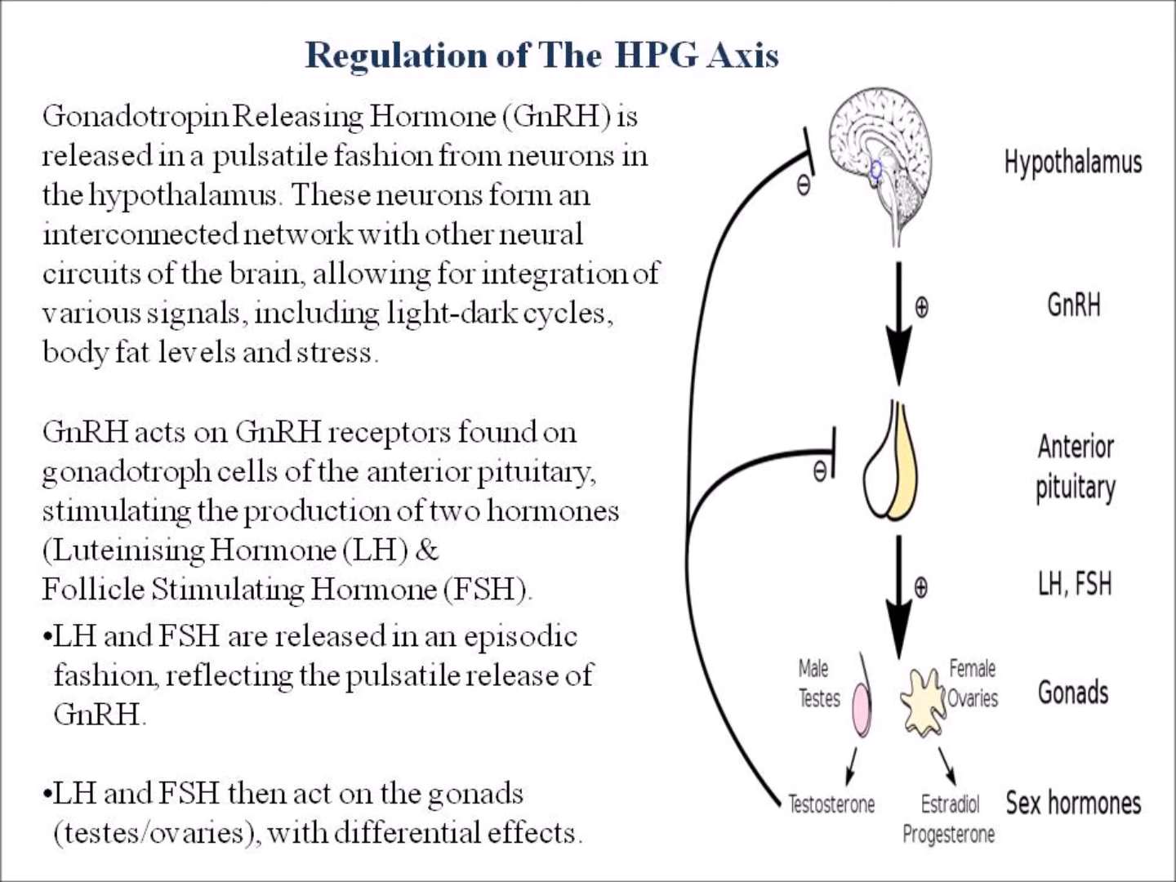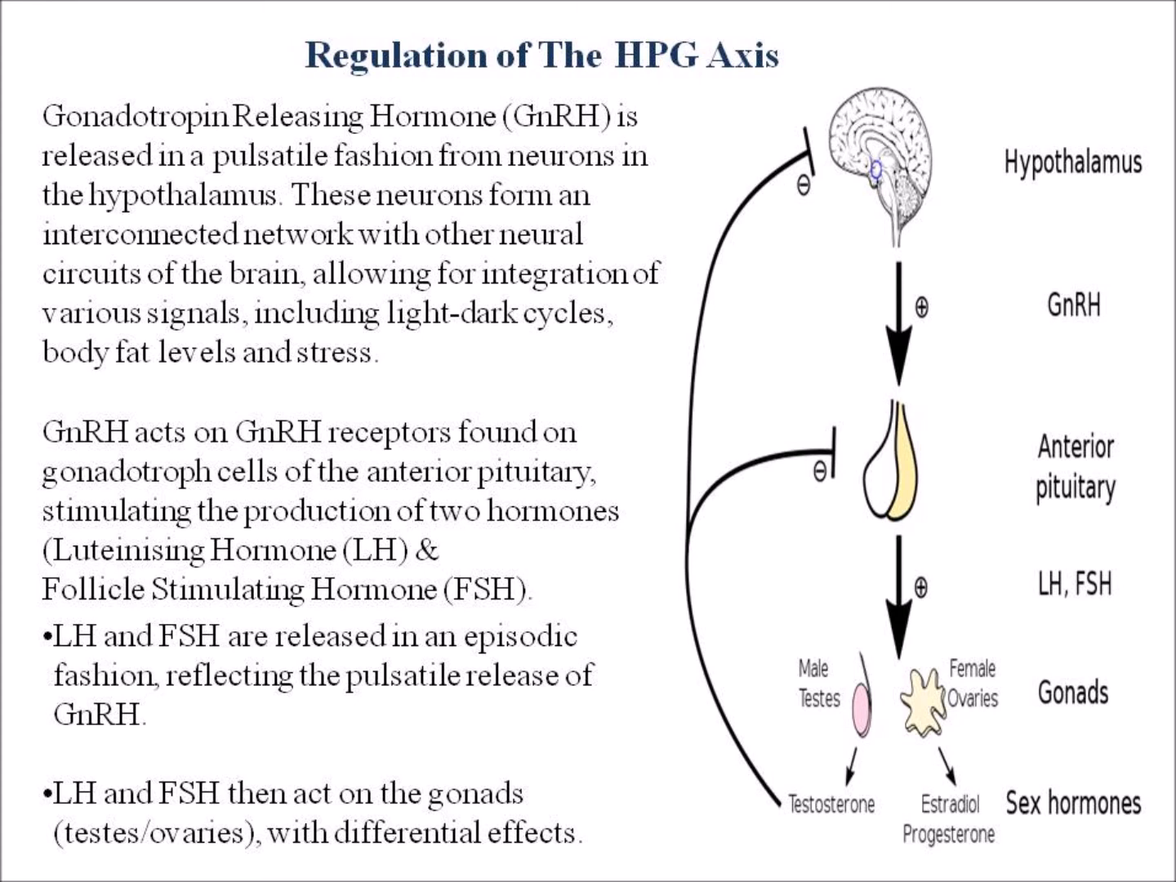Regulation of the hypothalamus pituitary gonadal axis. Gonadotrophin releasing hormone, GnRH, is released in a pulsatile fashion from neurons in the hypothalamus. These neurons form an interconnected network with other neural circuits of the brain, allowing for integration of various signals including light-dark cycles, body fat levels and stress.